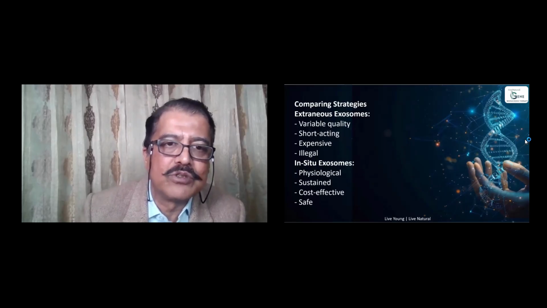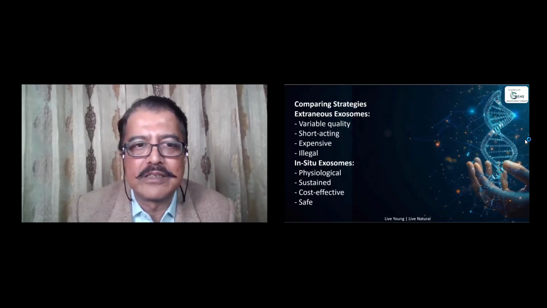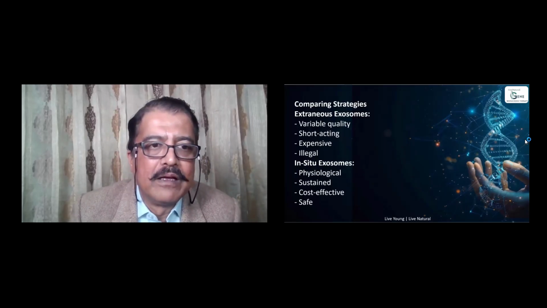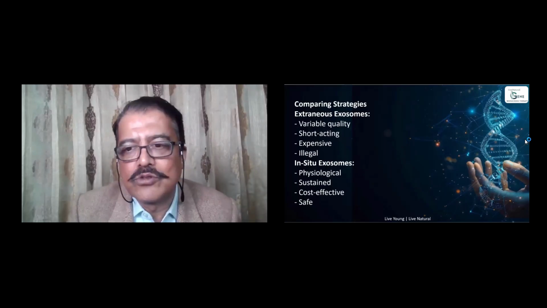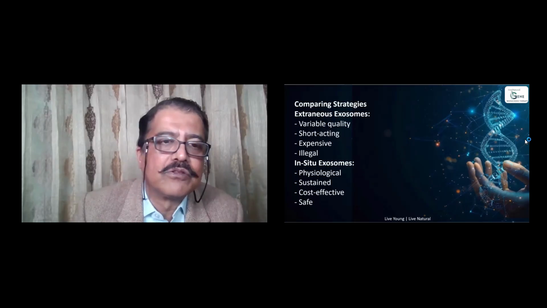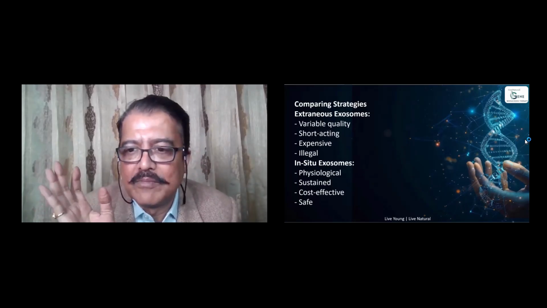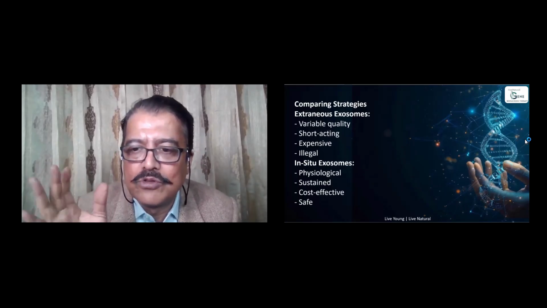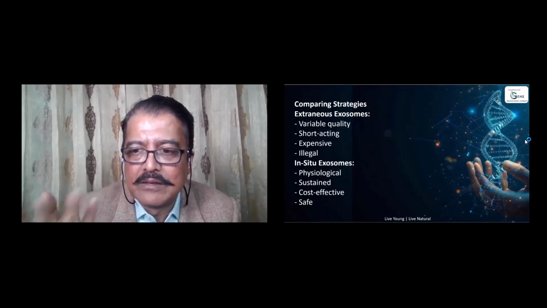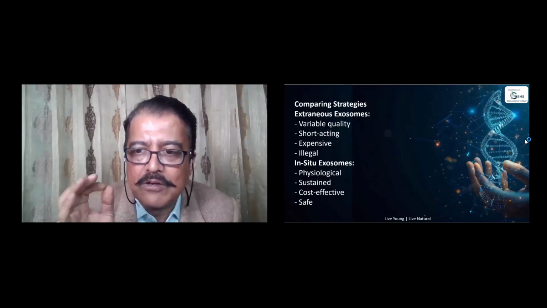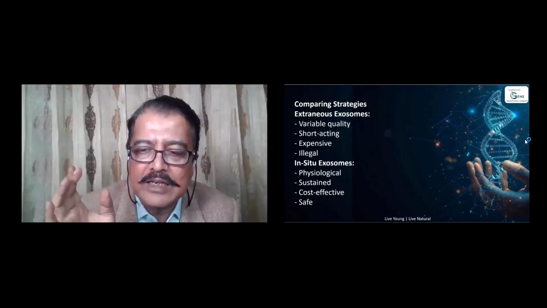Let us compare the two strategies, then we'll go to the next step. Extraneous exosomes, that is exosomes in injections, versus in situ exosomes, that is exosomes generated in the skin. So extraneous exosomes have some disadvantages. One is variable quality. You don't know what the rose is making. You don't know what the umbilical cord is making or what the whale or the shark is making.